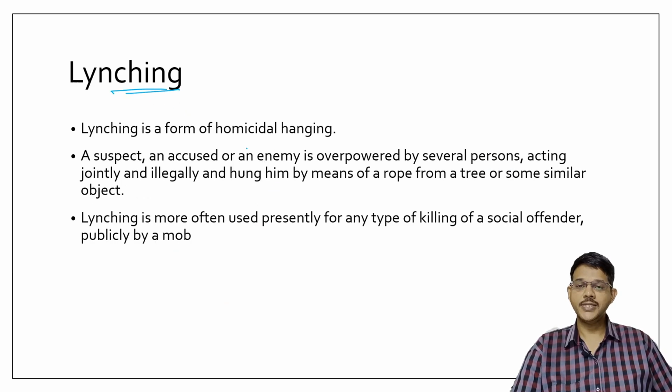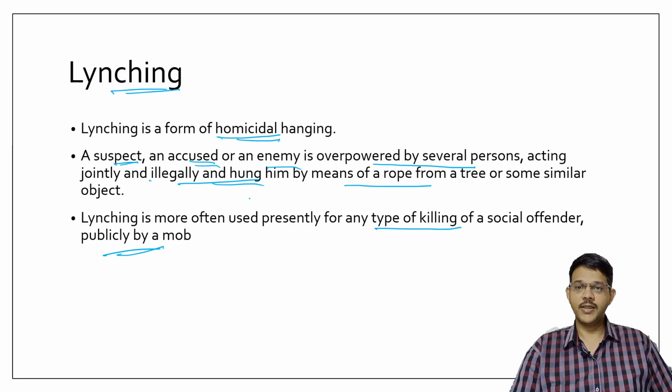Next medical importance is lynching. Lynching is a form of homicidal hanging. In this case, a suspect or accused of a crime, or an enemy, is overpowered by several persons acting jointly or illegally and hung by means of a rope from a tree or some similar object. It is presently used as a type of killing of a social offender publicly by a mob. Lynching is mainly done by a group of people who are angry with a particular person because he has committed a crime. They hang him publicly as a message to society.